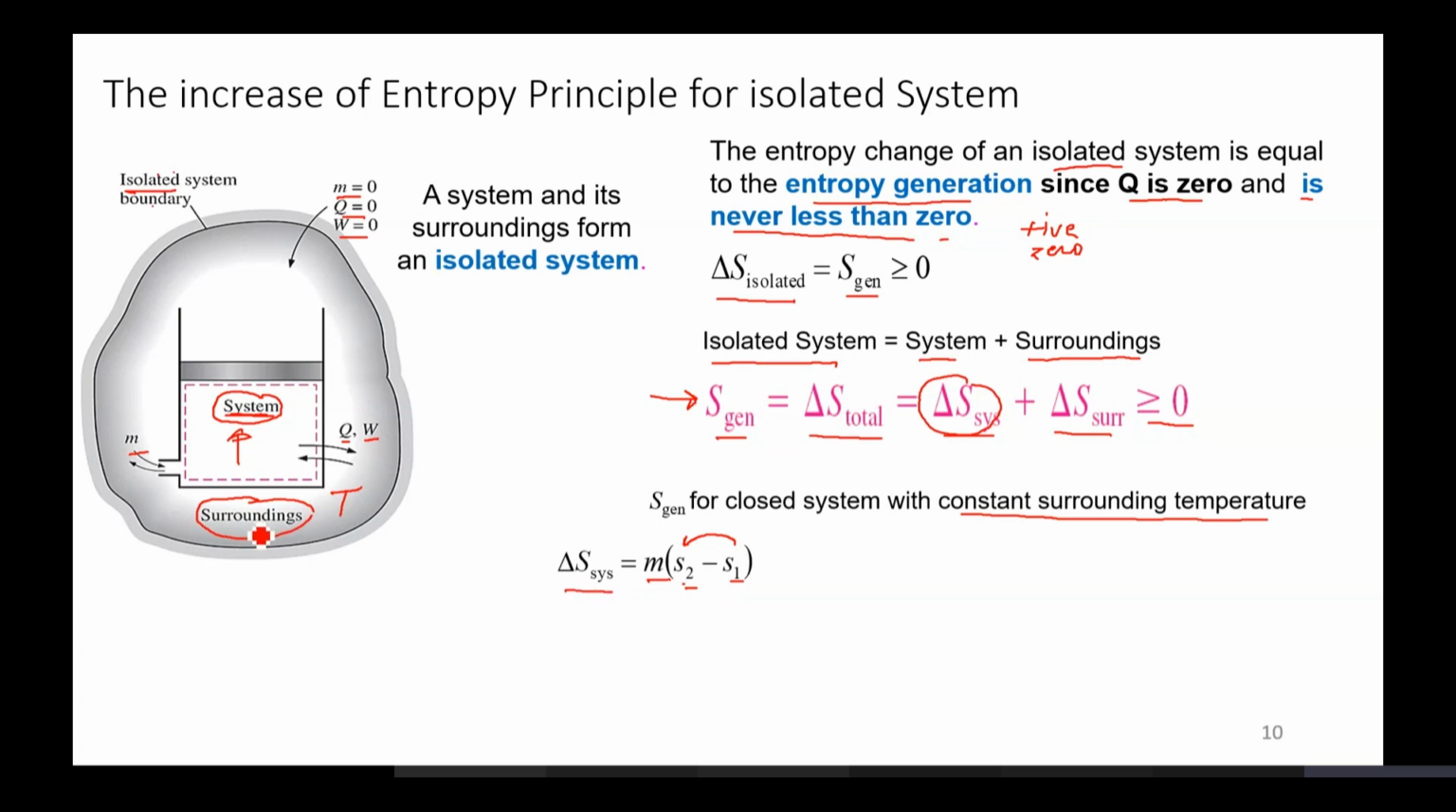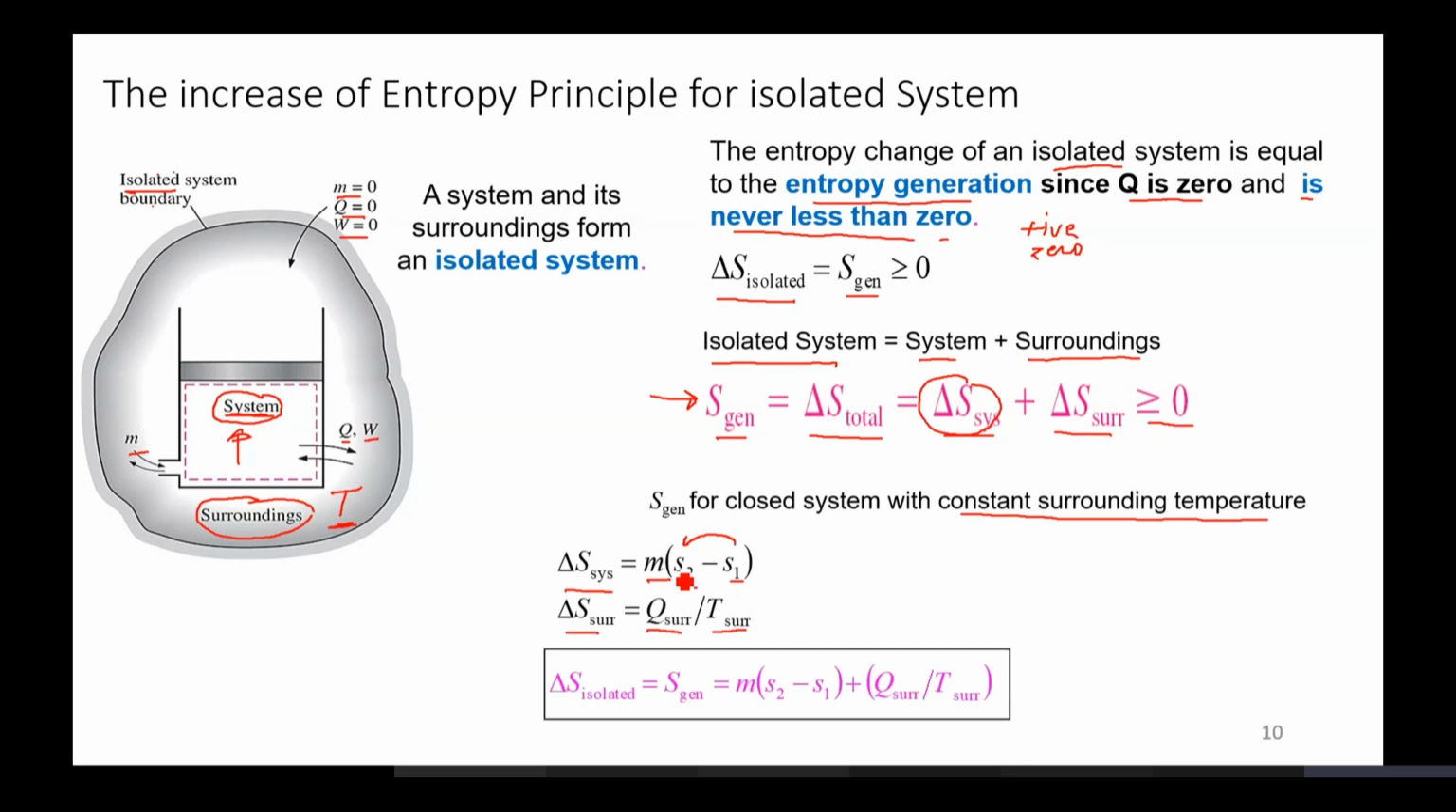And when you are talking about surroundings, which is having constant temperature, you would say that the change in entropy of the surroundings is Q surroundings, the heat transfer, divided by the constant temperature, which you have seen in the last slide. And the magnitude of Q with regards to surroundings would be positive if the heat is being transferred to the surroundings. If it is coming to the surroundings, it would be positive. If the heat is moving from the surroundings to the system, the value of Q would be negative.